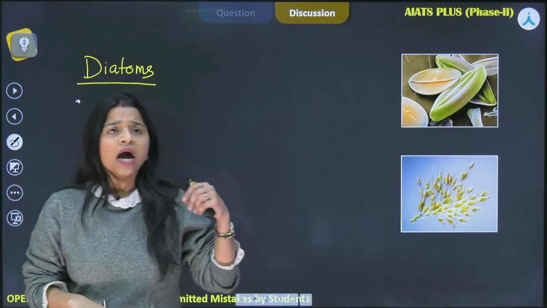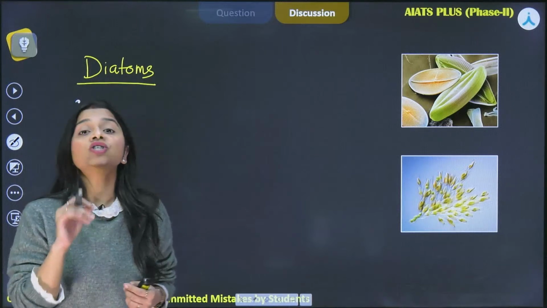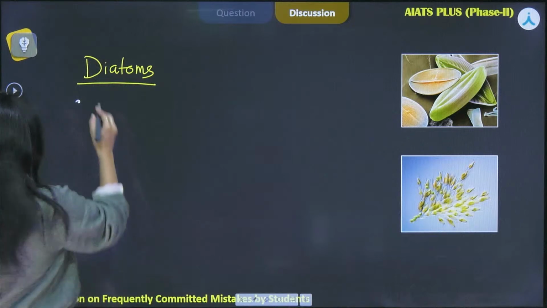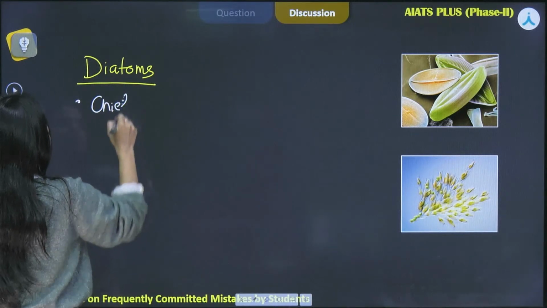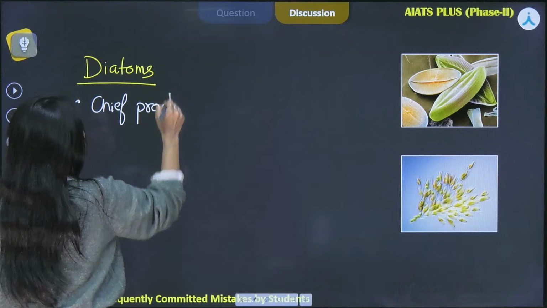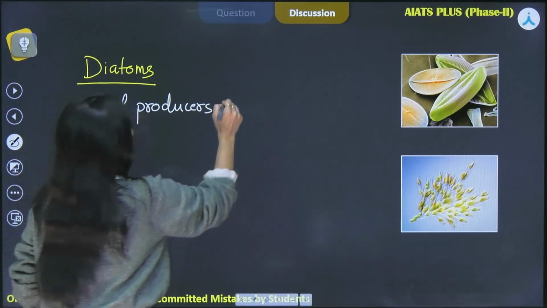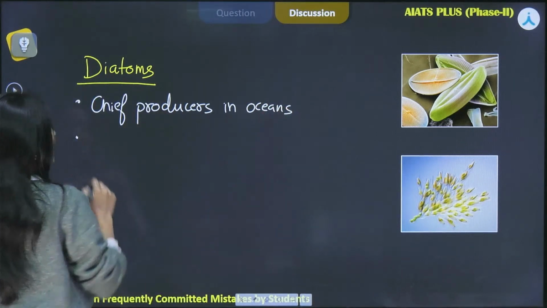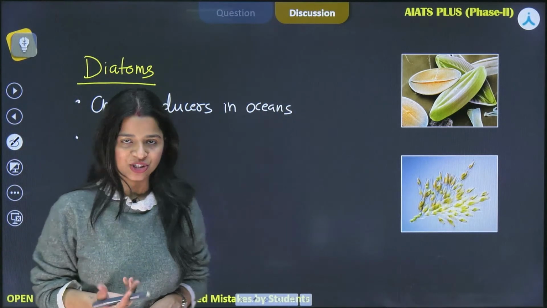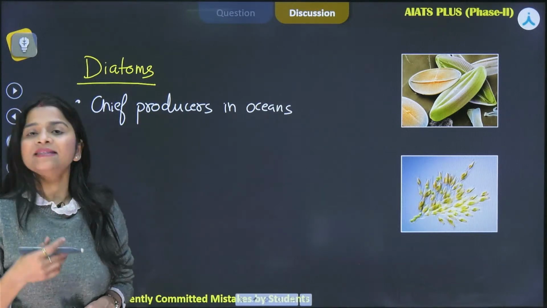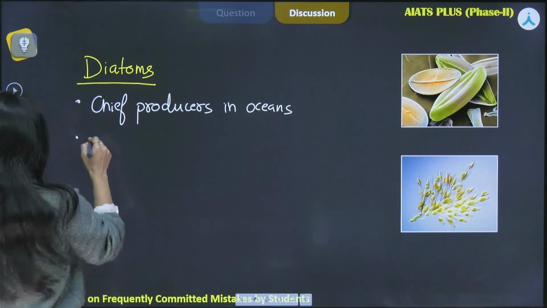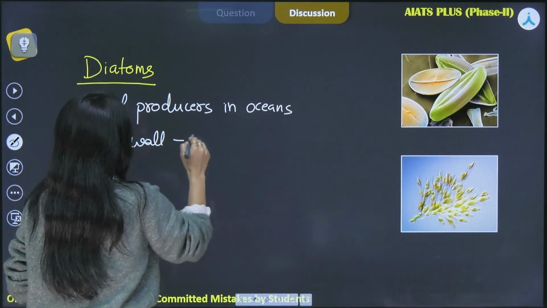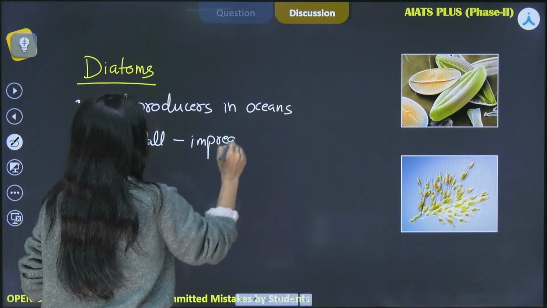Okay, often you are asked the question: which are the chief producers in oceans? So the answer will be diatoms. Chief producers in oceans. Okay, second very important point is their soapbox like structure. The cell wall is impregnated with silica. This is the point I am mentioning, cell wall impregnated with silica.